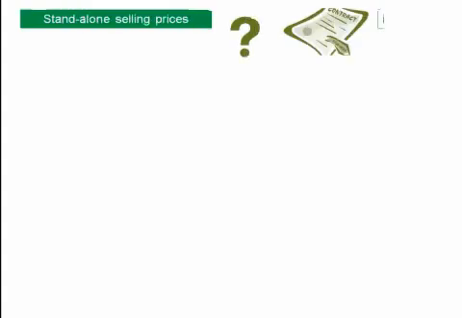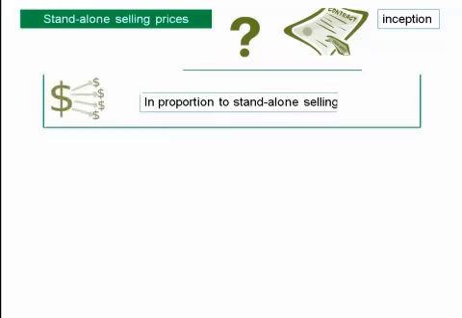To allocate the transaction price to each performance obligation on a relative standalone selling price basis, an entity shall determine the standalone selling price at contract inception of the distinct good or service underlying each performance obligation in the contract and allocate the transaction price in proportion to those standalone selling prices.